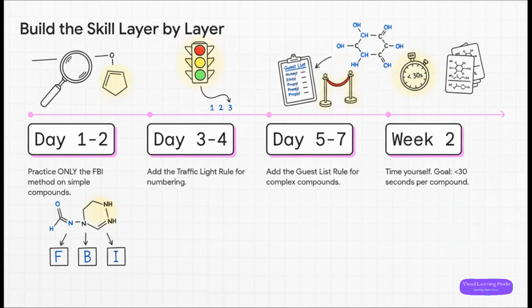For the first couple of days, I only want you to practice the FBI method. That's it. Then for the next 2 days, bring in the traffic light rule. And finally, for the last few days of the week, you add the guest list rule. See how that works? You build your confidence step by step. That's how you actually master something.